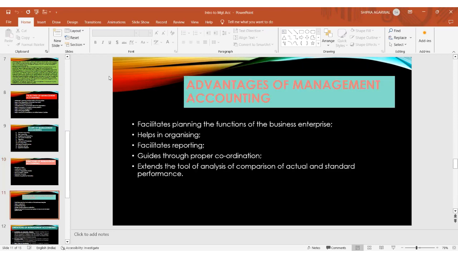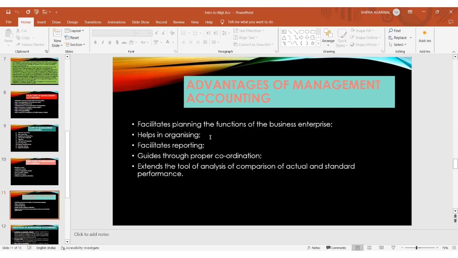Now, I'm continuously talking about management accounting. What are the basic advantages of this management accounting? First of all, it facilitates planning the functions of the business enterprise. Until and unless I have this management accounting, I will not be able to plan for the future of the organization. See, every organization is doing this management accounting.